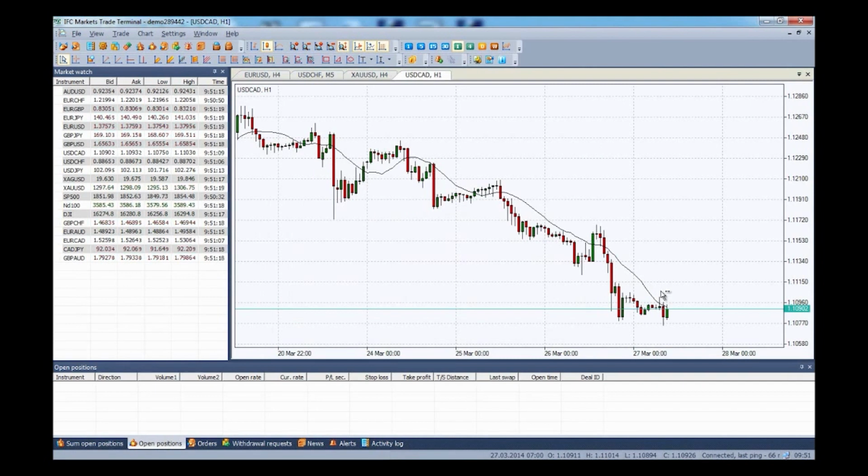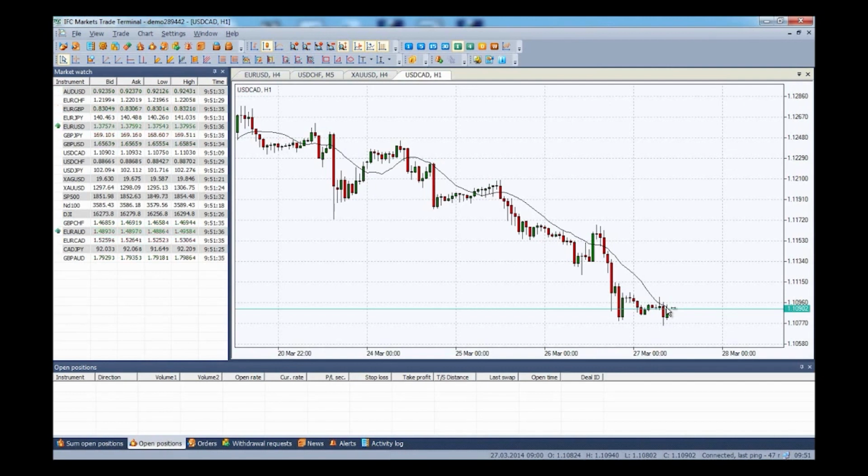The moving average is a technical analysis tool that shows average price over a given period of time, which is used to smoothen price fluctuations and therefore to determine trend direction and strength. And as you can see, our candlesticks are below the moving average at the moment.